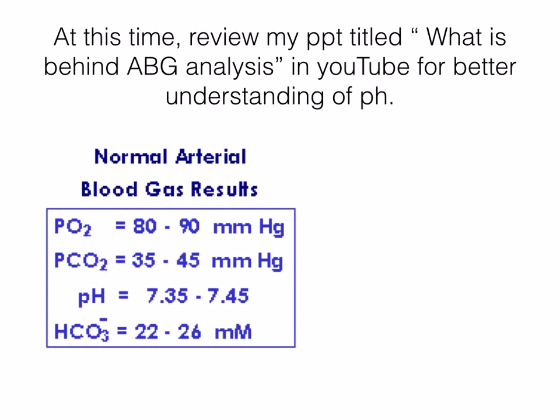Then you have HCO3, which is bicarbonate. You have to memorize these numbers: PO2 is 80 to 90 millimeters of mercury. Then PCO2 is 35 to 45, pH is 7.35 to 7.45, and bicarbonate is from 22 to 26.